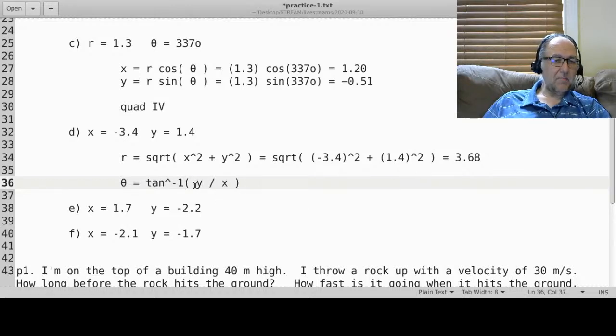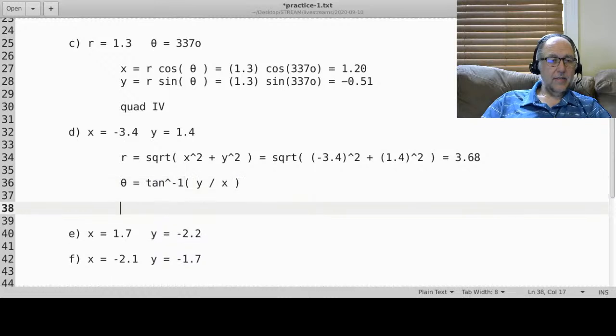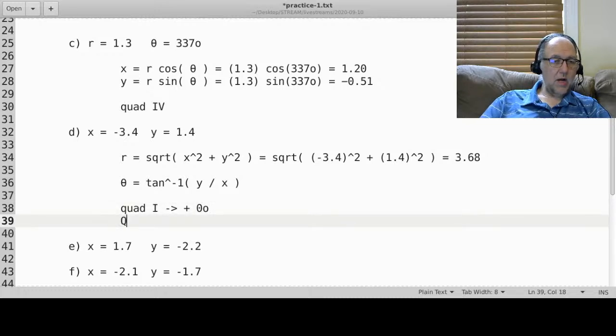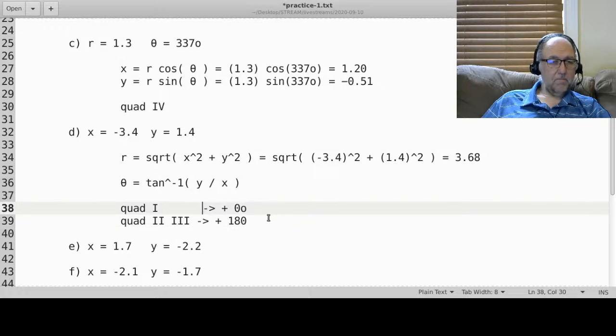And be careful, you have to keep the sign in there. So that x there, because it has a negative, when you put in the value for x, you have to put in the full negative 3.4. But that's not all. Sometimes you don't add anything, sometimes you add 180, and sometimes you add 360. And you go, well, how do I decide? It depends on the quadrant. If you're in quadrant 1, don't add anything, or add 0 degrees if you like. If you're in quadrant 2 or quadrant 3, you have to add 180 to that formula.